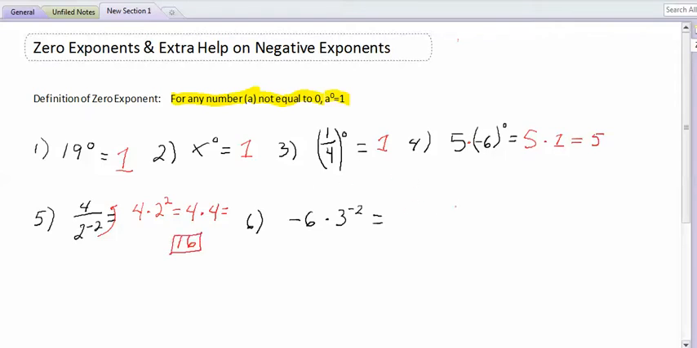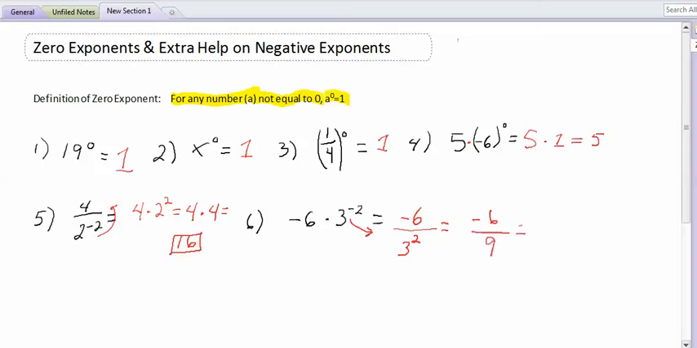Okay, the next one, we have negative 6 times 3 to the negative 2. So I'm going to keep my negative 6. That's going to be the top of my fraction. Instead of a 1, you're going to go ahead and keep the negative 6 at the top. 1 times negative 6 is negative 6. So you still have your 1 up there, we just don't write it. I'm going to bring the 3 to the bottom of my fraction, and it now becomes a positive 2. Okay, I keep my negative 6 at the top. Then I go 3 times 3 is 9.